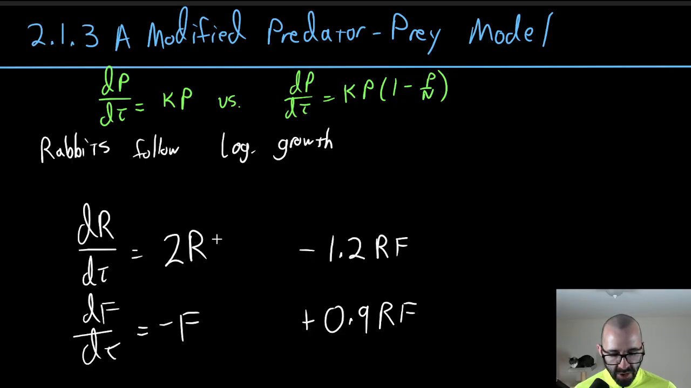Well, notice that this is the growth part of the rabbits and the death part of the rabbits. This is the death part of the foxes and the growth part of the foxes. We're not changing anything about the foxes. They're dying unless they're eating rabbits. But we're going to say if there are no foxes, we want the rabbits to follow logistic growth. Well, what we would do is make one tiny little change. Just 1 minus R over N.